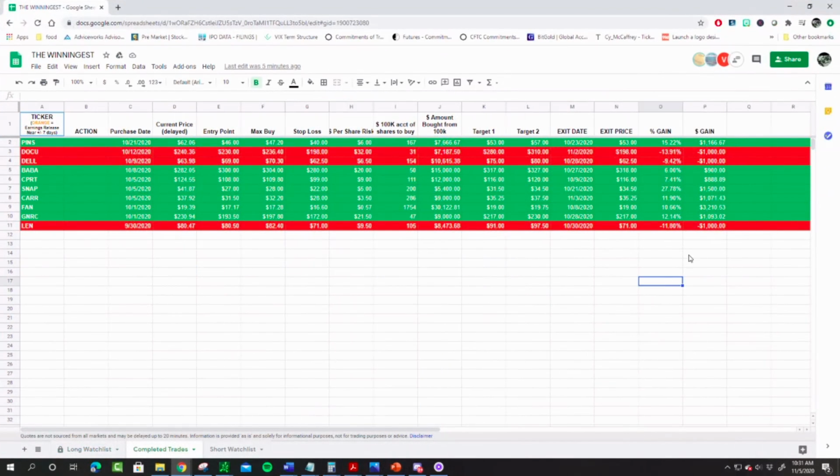Look at the completed trade, right? Look at the amount bought. FAN, we bought 30 grand worth of it because the entry point and the stop loss were 50 cents away from one another.